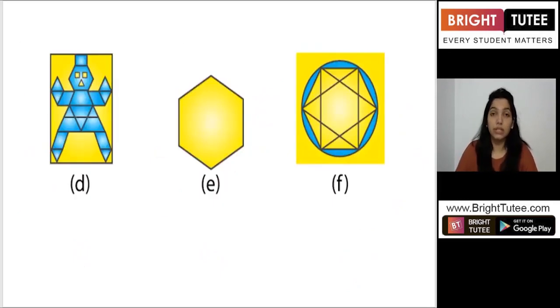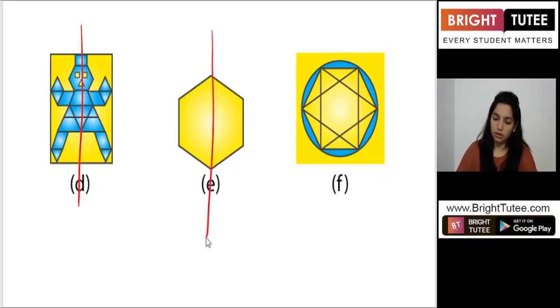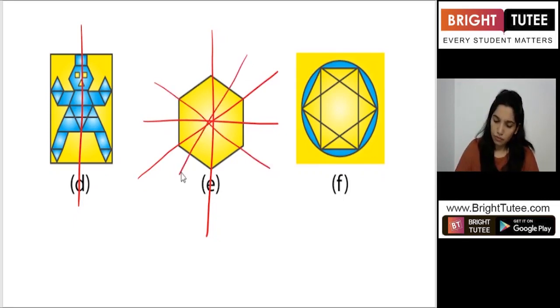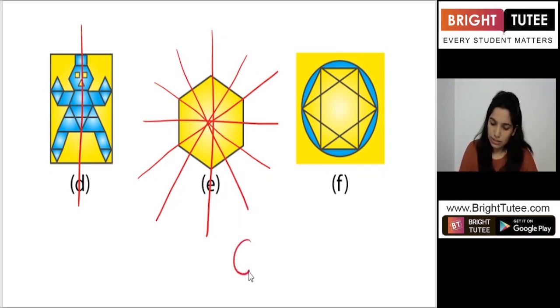Now let's look at here. In this particular figure, I see only one line of symmetry. I cannot draw any other line of symmetry for this figure. Coming to the E part, I can draw a line of symmetry here, 1. Then I can draw a line of symmetry here, 2. Then 3, 4, 5, 6. So total 6 lines of symmetry are possible for this one.